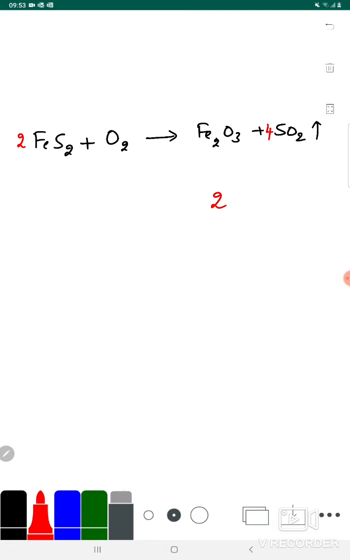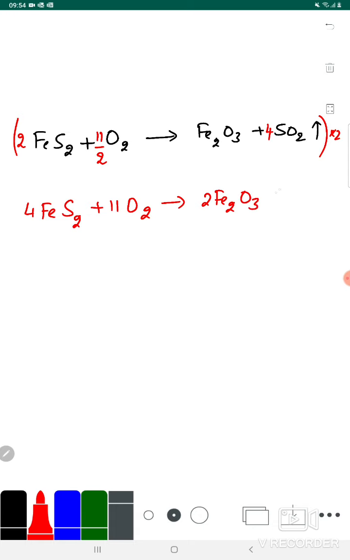Now moving on to oxygen, there is no hydrogen, so last step would be oxygen. Here I am having 2 oxygens, whereas here I am having 11 oxygens, so I will write this as 11 by 2, right? So what happens now, this entire thing I will multiply with 2, which would give me 4FeS2 plus 11O2, that gives 2Fe2O3 plus 8SO2, right? I hope the concept is clear.